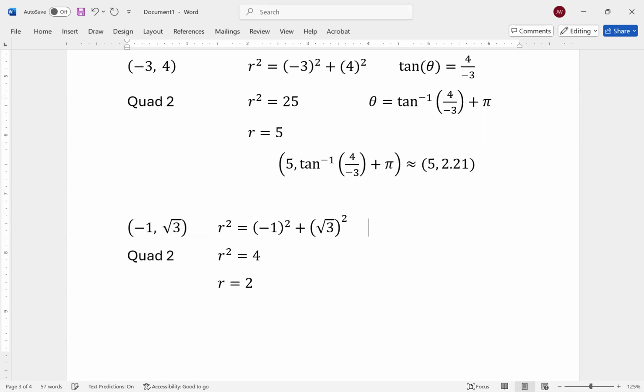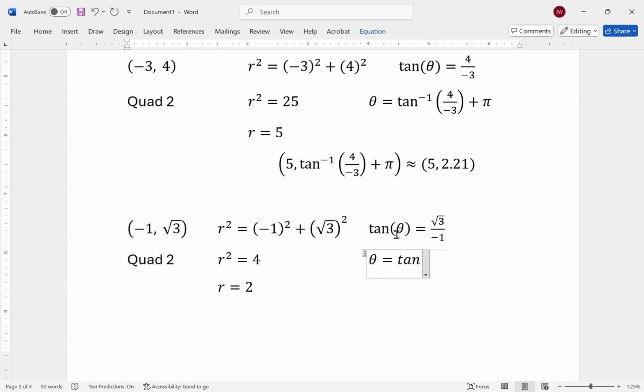Now, tangent of theta is going to be equal to square root of 3 over -1. Because we are in quadrant 2, that means my angle theta is going to be the inverse tangent of √3 over -1. I'll just call that negative square root of 3. And then I'm going to have to tack on a plus pi.